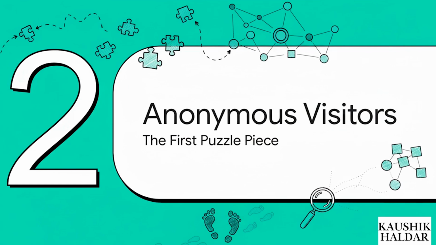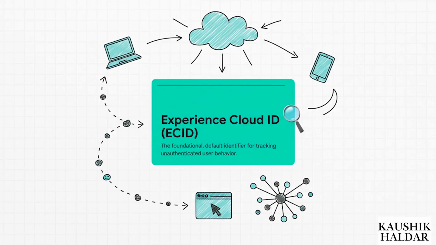So if the goal is to connect all these fragments, where do you possibly start? Well, the journey begins with the very first piece of the puzzle: tracking you before you've ever logged in or given them any personal info at all. That first puzzle piece is something called the Experience Cloud ID, or ECID for short. The easiest way to think of it is like the first digital breadcrumb that every single visitor leaves on a website or an app. It's what lets a system recognize a browser and say, "Hey, I've seen you before."